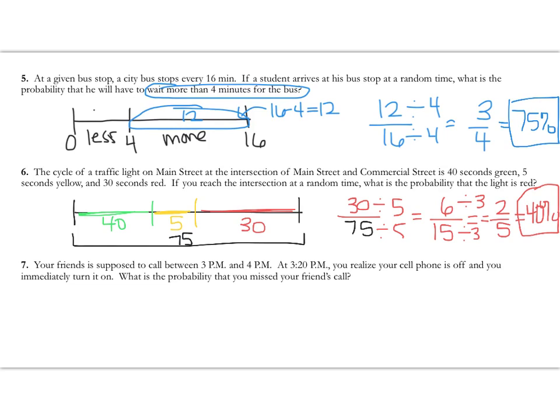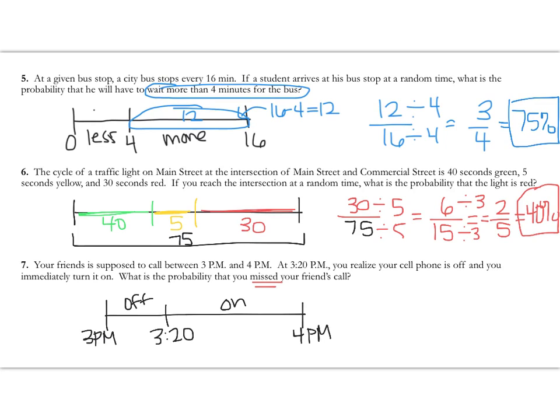Alright, the last one says your friend is supposed to call you between 3 p.m. and 4 p.m. At 3:20 you realize your cell phone is off and you immediately turn it on. What is the probability that you missed, that's an important word, missed your friend's phone call? So we're going to draw this as a segment as well. This starts at 3 p.m. and ends at 4 p.m. And 3:20 is in here. So we know that it was off during this time, and this time it was on.